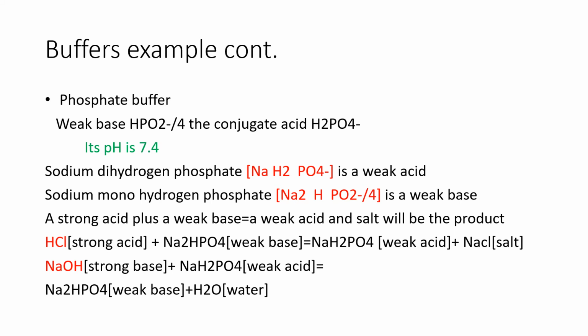When a strong acid reacts with a weak base, the outcome will be a weak acid and salt as the product. An example here as the strong acid is hydrochloric acid reacting with a weak phosphate base, and we're going to get the product as a weak phosphate acid and sodium chloride as the salt. Also, when we have a reaction with sodium hydroxide as a strong base and a weak acid, our product will be weak base and water.